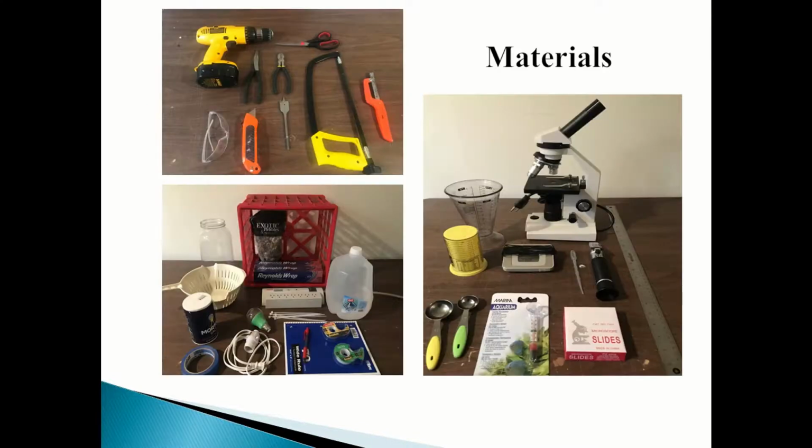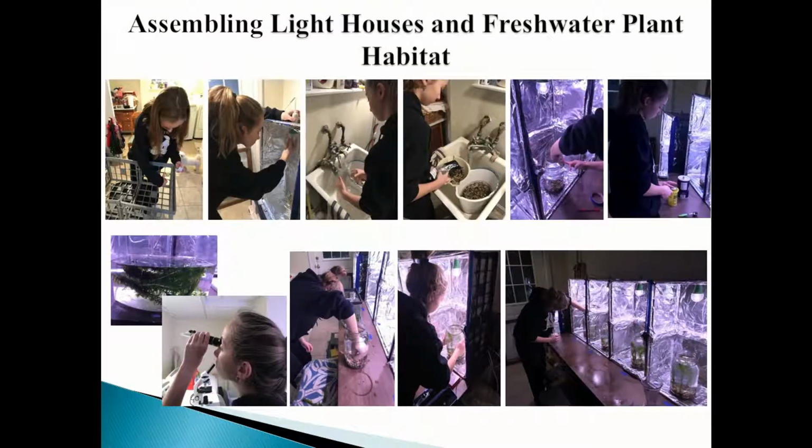Next slide. On this slide, I have pictures of all the materials I used. I used these materials to build different components of my experiment. Next slide. Here are pictures of me putting together things for my experiment. For the experiment, I had to make 5 different lighthouses to hold my plants. I made 5 different aquatic environments for each of the 5 groups of plants, and I had to learn how to use a refractometer, which told me how much salinity was in the water.